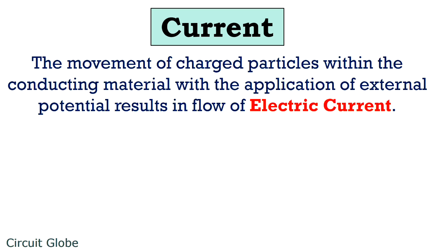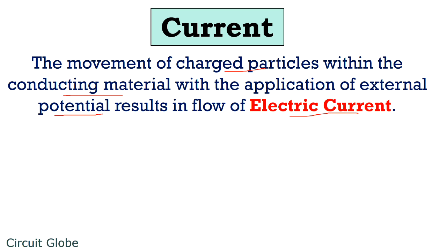Guys, AC and DC are the two abbreviations used for alternating current and direct current respectively. So let's first see what is current. Basically, when some external potential is provided to a conducting material, then the charged particles undergo motion. Now, the movement of charged particles results in electric current, simply known as current.